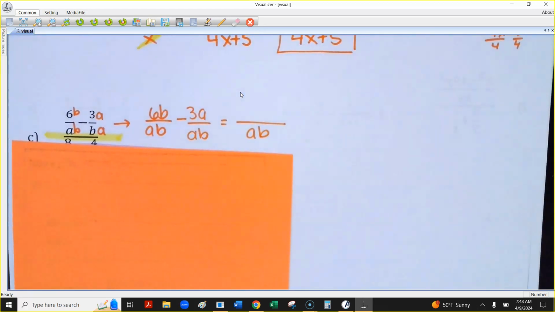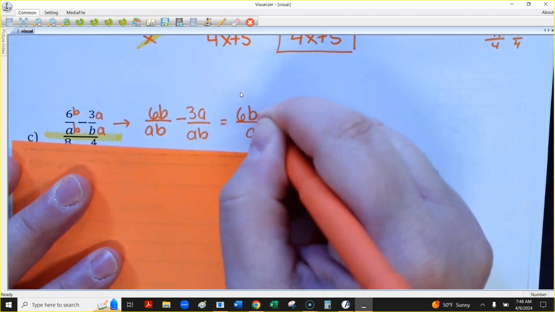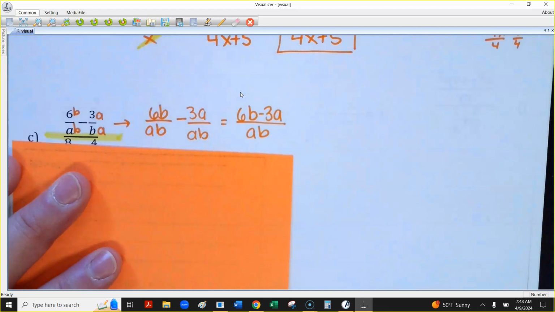And on the top, we're just going to actually subtract. But you can't actually subtract those guys, right? Because you have 6b minus 3a. They're not like terms. So I'm going to literally just write 6b minus 3a.